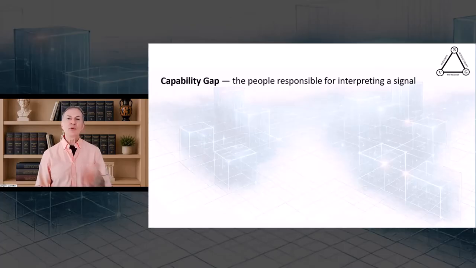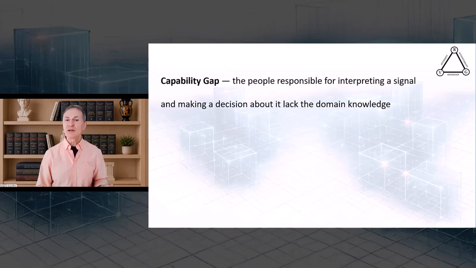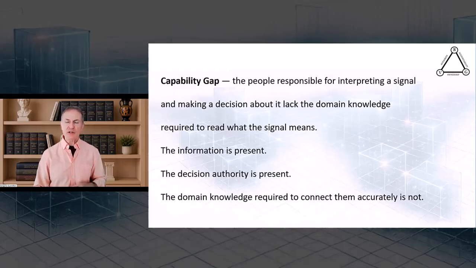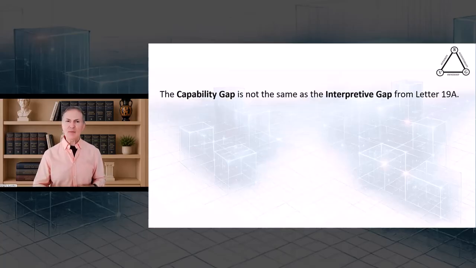Capability gap. The people responsible for interpreting a signal and making a decision about it lack the domain knowledge required to read what the signal means. The information is present. The decision authority is present. The domain knowledge required to connect them accurately is not. The capability gap is not the same as the interpretive gap from letter 19a.